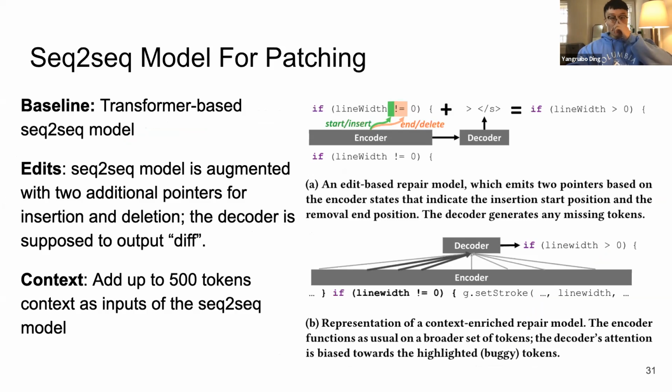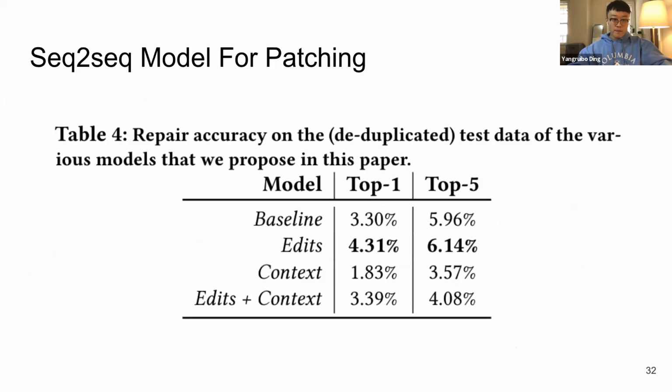Specifically, we propose to make two changes regarding the vanilla sequence-to-sequence model. So first, we implement an edit-based model by emitting two pointers. One is for the insertion starting position, and the other is for the deletion end position. And the decoder will just output the missing tokens rather than the whole patch. Second, we consider context as additional input tokens and expect the model to pay correct attention to the real bug part and the context part.